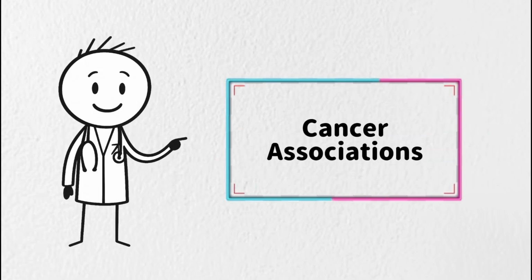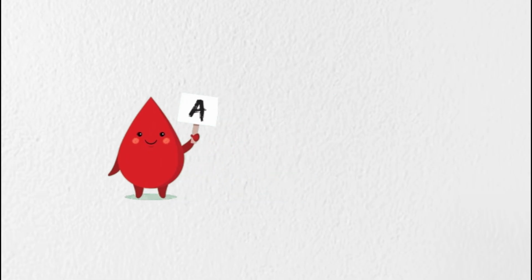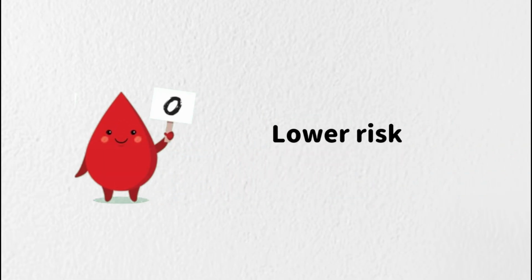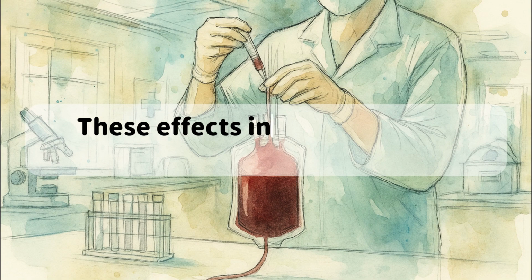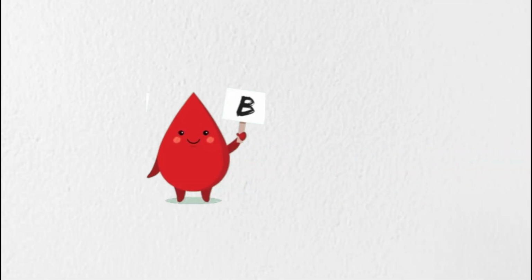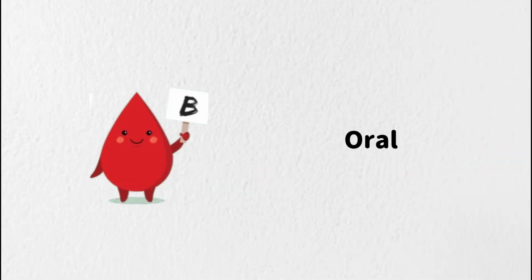Cancer associations. Type A links to increased stomach and pancreatic cancer risk. Type O tends to show lower risk overall. These effects involve immune signaling and bacterial interactions. Type B has been observed to resist some types of oral and throat cancers, though data are limited.